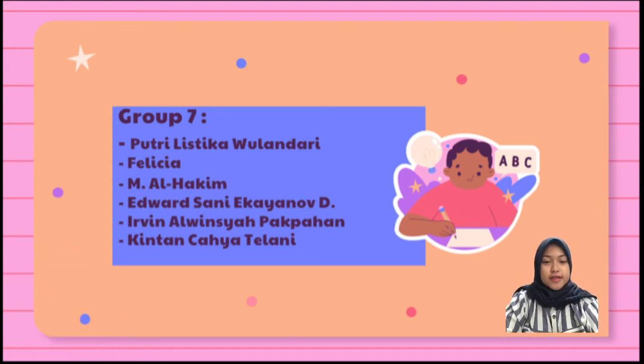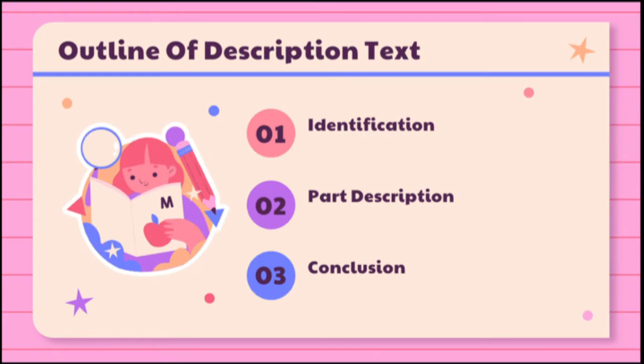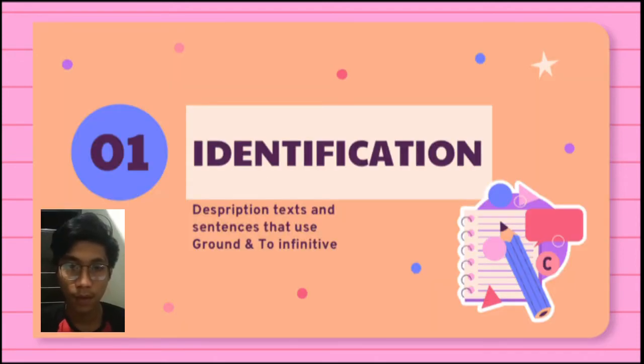Okay, let's start. The outline of the description text: number 1 is identification, number 2 is part description, and number 3 is conclusion. Alright, we move on to identification.